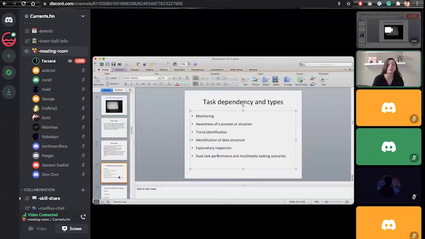And dual task performance and multimedia task scenarios. So this gets more complex. So it's the question of, okay, if I'm playing a musical phrase, and then at the same time a speech recording is being played, that would be a multimedia tasking scenario. So you have to understand the speech, and then you also have to make a distinction for the scale and this kind of stuff. So it gets more complicated. I'm not gonna spend so much time on this.